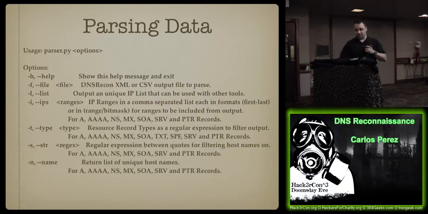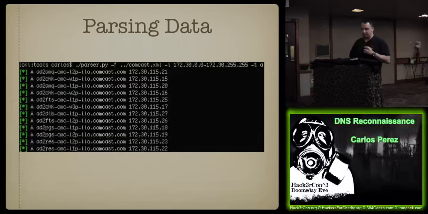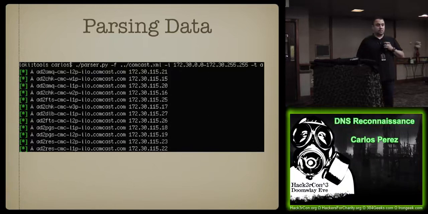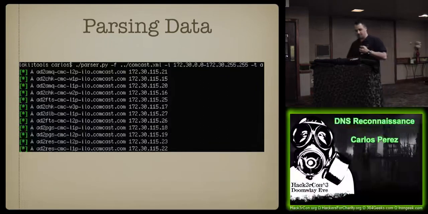Name, I can also give unique host names there. Here's an example in the case of Comcast. In the case of Comcast, I got several 100,000 records on that one. So I only wanted those that were in the range for the ILO interfaces. So I only gave it the 172.30 range. I gave it a /16, and it brought me all of the ILO interfaces that they use for management.